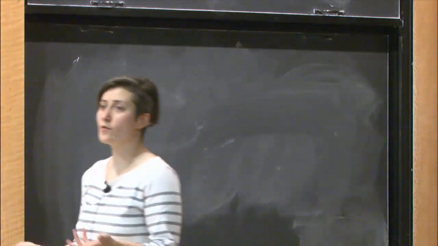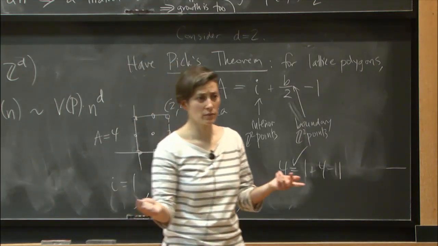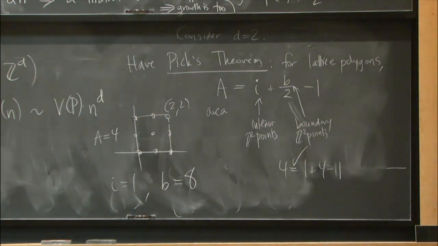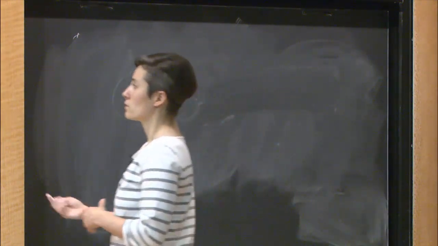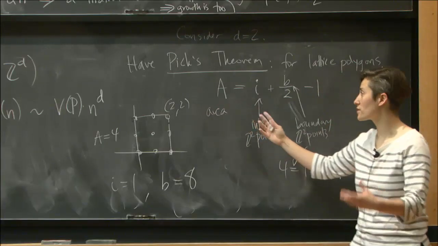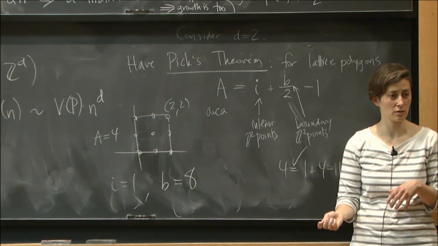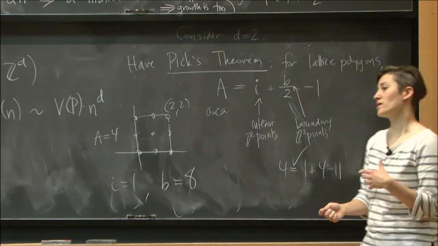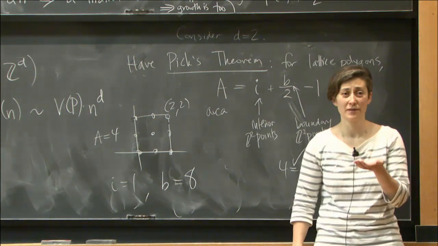That's 2 dimensions. How about higher dimensions? First, the bad news, there's no Pick's theorem. So Pick's theorem doesn't generalize to higher dimensions in the following sense. There's no formula that relates the volume of a polytope to just the count of lattice points on the faces of different dimensions. And one way to convince yourself that that's true, let me do a literally hand-waving argument.